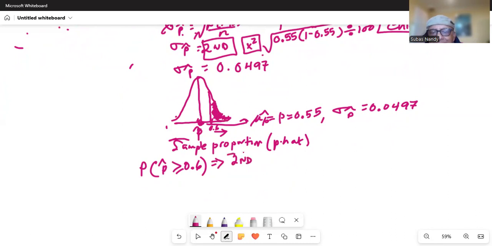We will use the second key, then press the vars key in the third row, then scroll down to number 2, which is normalcdf.